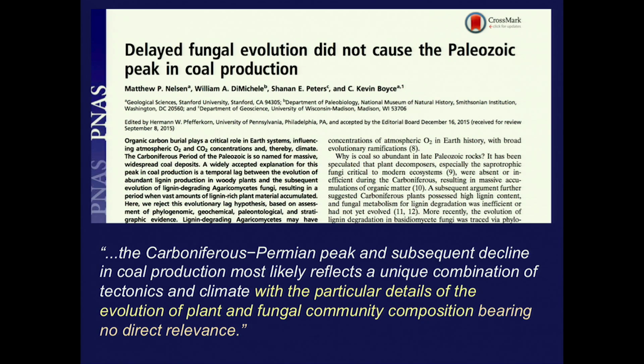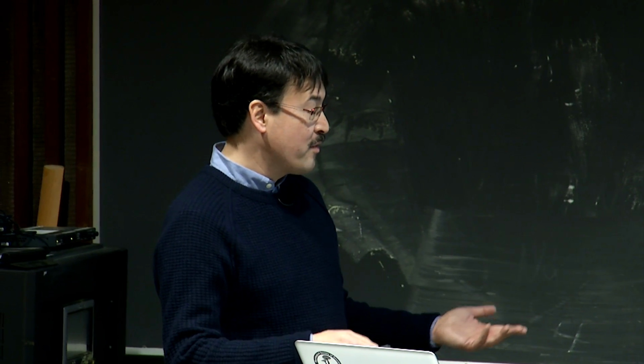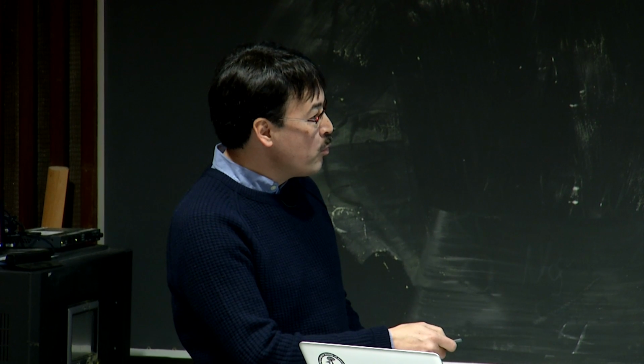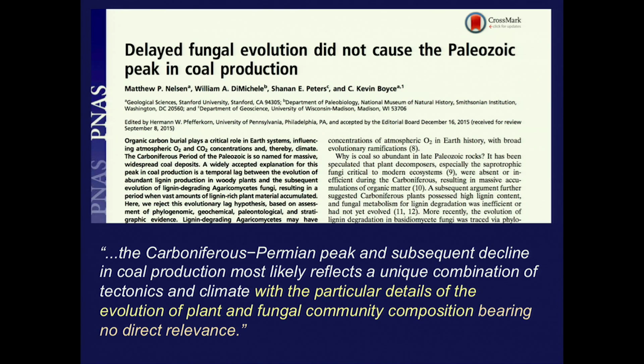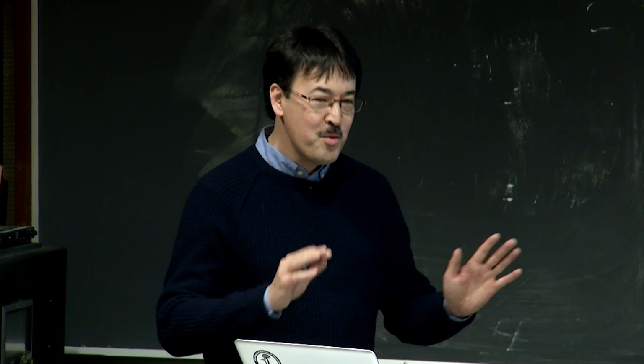This is a paper that just came out this year in PNAS, and the title is "Delayed Fungal Evolution Did Not Cause the Paleozoic Peak in Coal Production," from Kevin Boyce's group at Stanford. And they say the Carboniferous-Permian peak and subsequent decline in coal production likely reflects a unique combination of tectonics and climate. And I wouldn't say that those factors weren't important. But then the particular details of the evolution and plant and fungal community composition bear no direct relevance. So saying that the biotic factors had nothing to do with this.